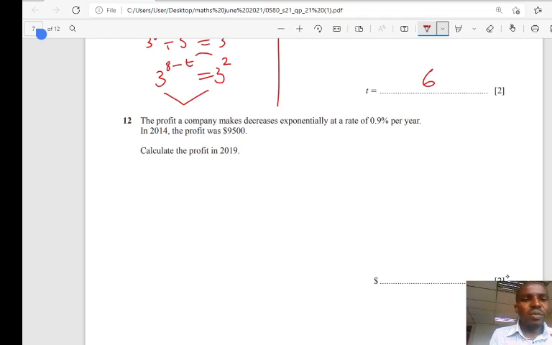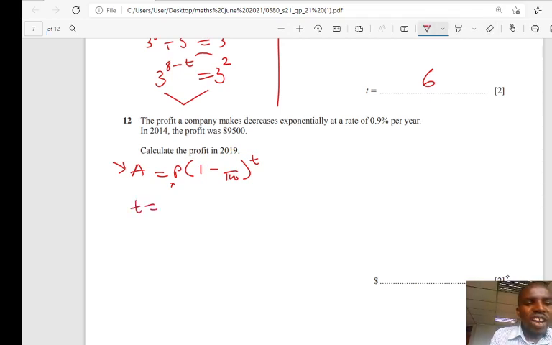So increasing or decreasing exponentially, use this formula. You say A is equal to P, where A is the current and P is the initial, right? Then 1, if it's decreasing, you say minus. Then the percentage will be R percent over 100 to the power t, like this. If it's increasing, you put plus; if it's decreasing, you put minus, right? So this one, is it increasing or decreasing? It's decreasing, so it's a minus.